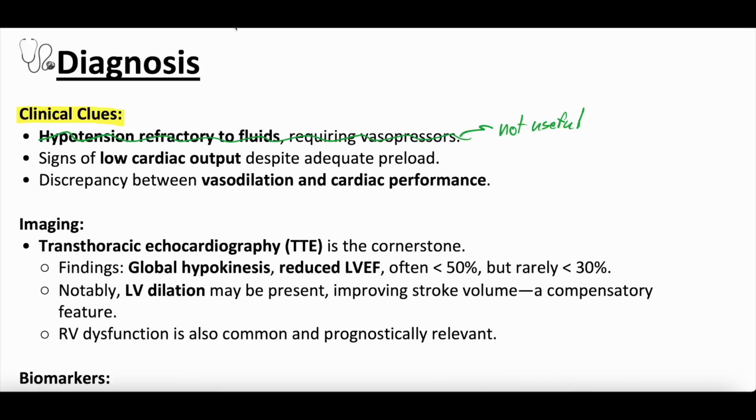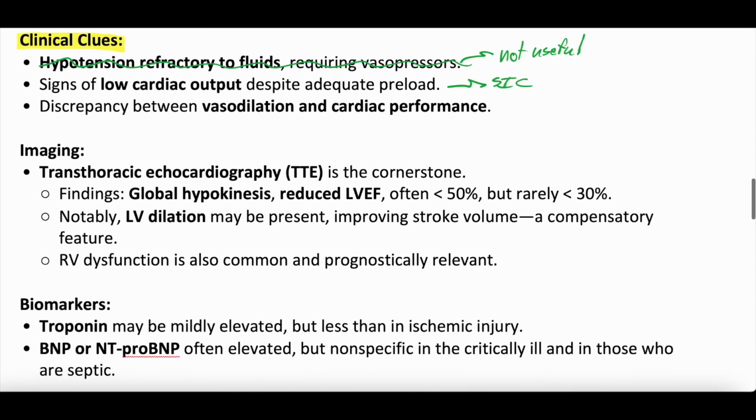Signs of low cardiac output is helpful, okay? So if you have adequate preload, which means the heart is getting enough filling from the blood volume, so the patient is appropriately resuscitated with fluids, and despite this, they still have low cardiac output, this is a fairly good indicator that there could be sepsis-induced cardiomyopathy. Okay, and then discrepancy between vasodilation and cardiac performance. It seems like the heart is not functioning as it should compared to the degree of vascular vasodilation going on. That can also imply sepsis-induced cardiomyopathy. But really you need imaging to diagnose this.